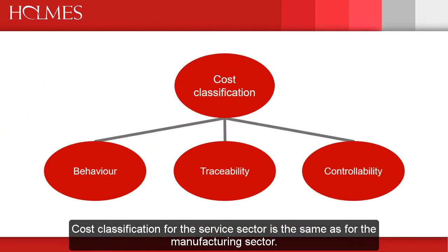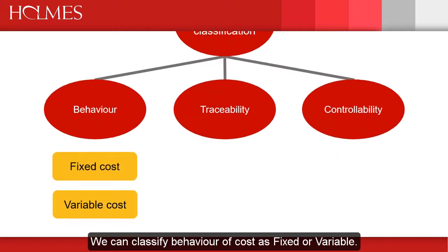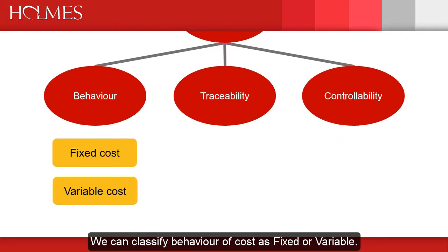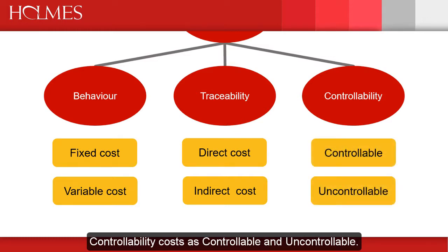Cost classification for the service sector is the same as for the manufacturing sector. It involves classification based on cost behaviour, traceability, and the controllability of costs. We can classify behaviour of cost as fixed or variable. Traceability costs can be categorised as direct or indirect. Controllability costs are controllable or uncontrollable.